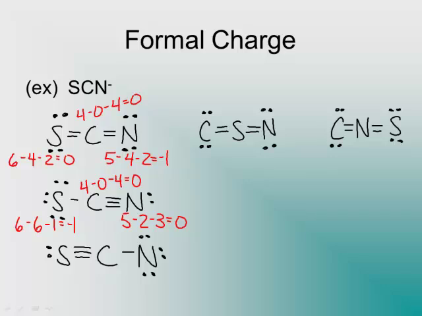Let's keep going. In the bottom Lewis structure, 6 minus 2 minus 3 equals a positive 1 for this sulfur. This carbon will again have a formal charge of 0, just like the one above it. This nitrogen would be 5 minus 6 minus 1, which equals a negative 2. That's definitely worse than the previous two options, so we know that's not our Lewis structure.